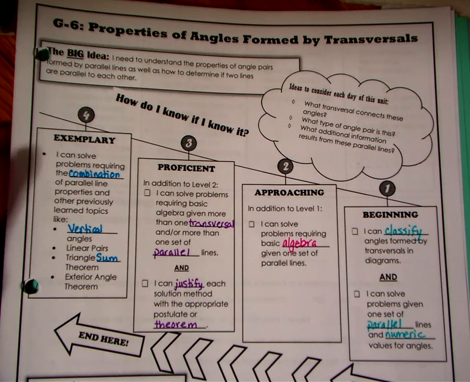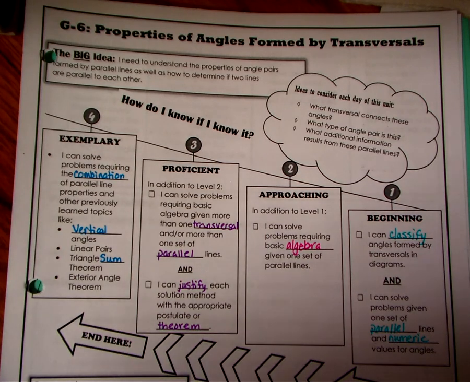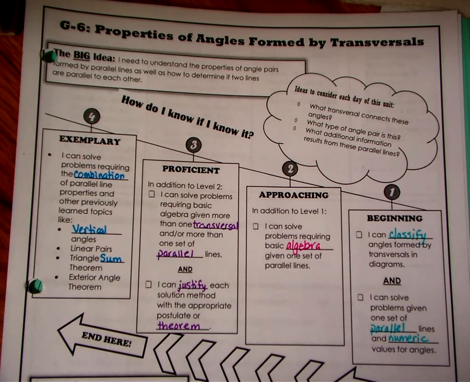All right, geometry. Here we go with our work to begin with on Standard 6, properties of angles formed by transversals. Okay, here's our scale. So I've already got mine filled out, so if you need to pause it so you can get yours filled out, go ahead and do that. You are at the beginning level, level 1, if you can classify angles formed by transversals in diagrams, and you can solve problems given one set of parallel lines and numeric values for angles.